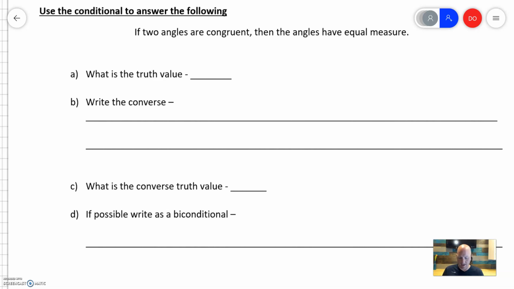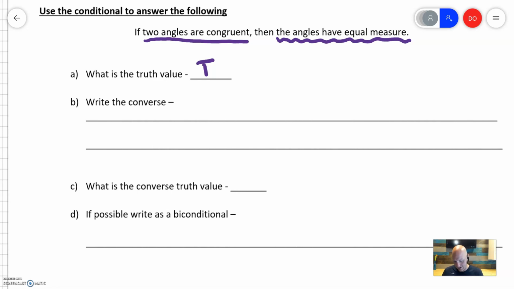So the conditional is if two angles are congruent. So two angles are congruent would be our hypothesis. Then the two angles have equal measures. So there is our conclusion. So is that statement true or false? That statement is true. It's impossible to have two angles that are congruent and not have the same measure, because that's kind of what congruent means, is they have the same measure.